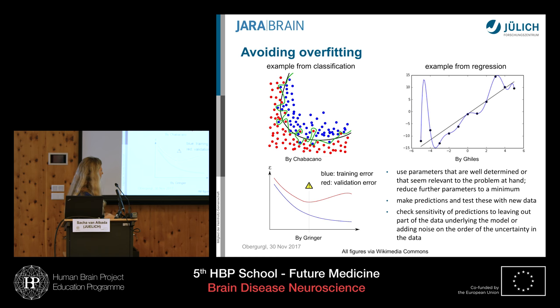And of course, a basic point of science is to make predictions and test them with new data. If you don't have new data, you can still test whether you are overfitting by leaving out part of the data underlying the model and seeing how robust your predictions are, or by adding noise, for instance, on the order of the uncertainty in the data and seeing how sensitive your predictions are to that.